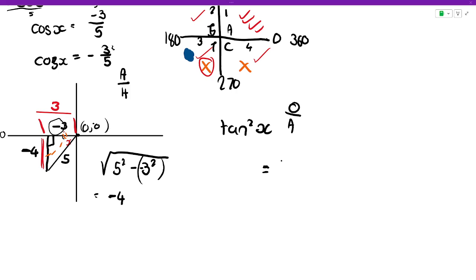So when you plot a point on the graph, let me look for a different color. Let's say you're plotting this point on the graph here. The point is -3 and -4. If you were to plot that, this point here is -3 and 0.